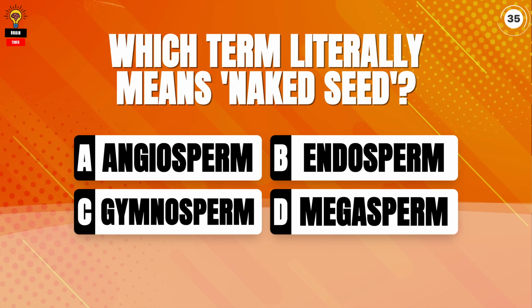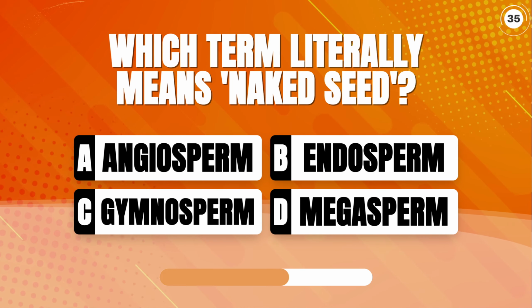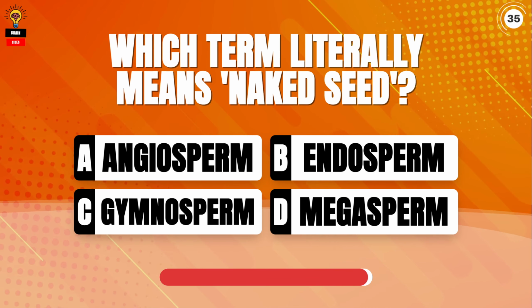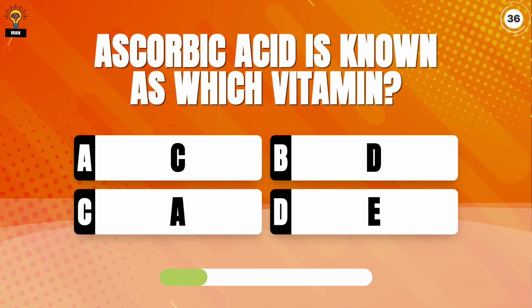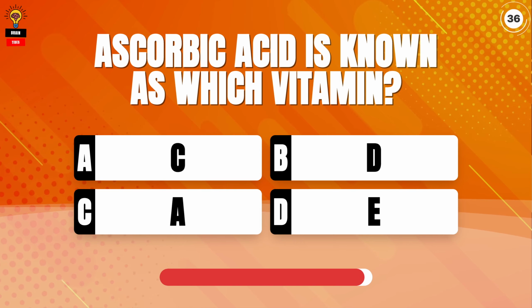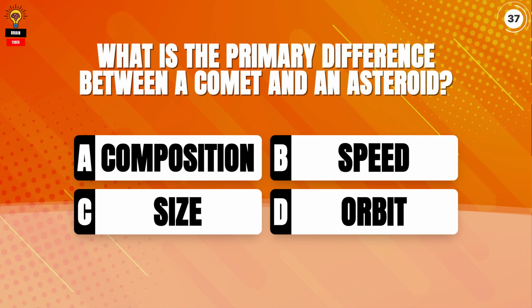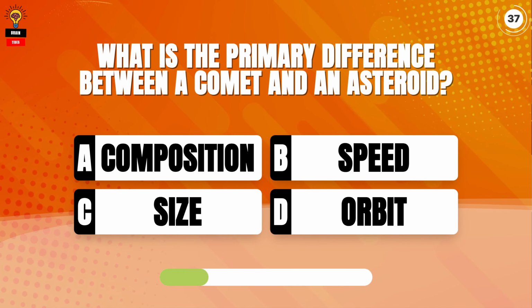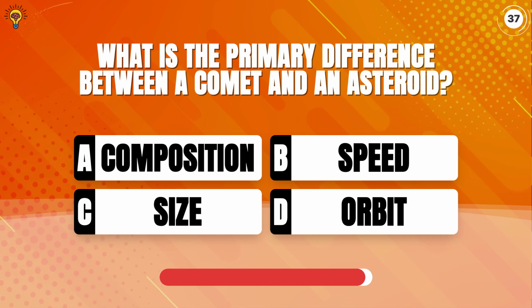atrophy. Which term literally means naked sea? Gymnosperm. Ascorbic acid is known as which vitamin? C. What is the primary difference between a comet and an asteroid? Composition.